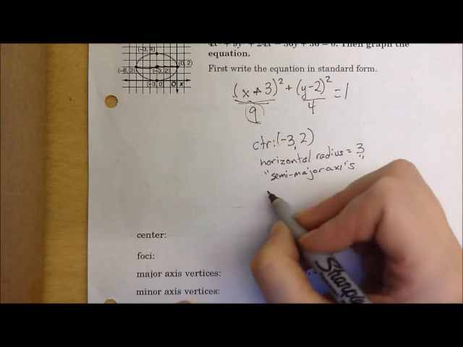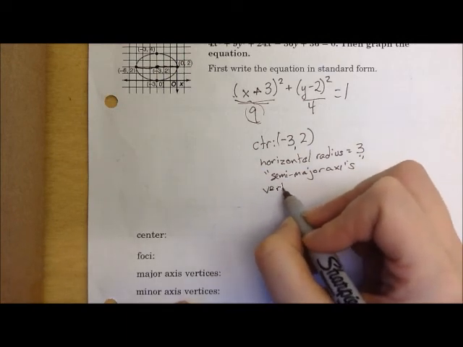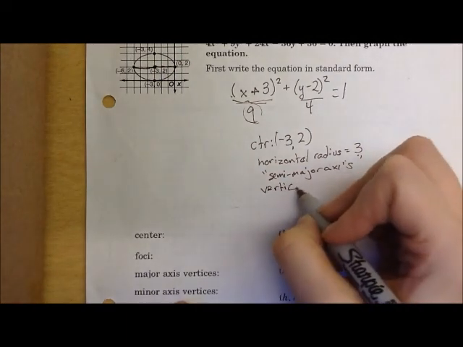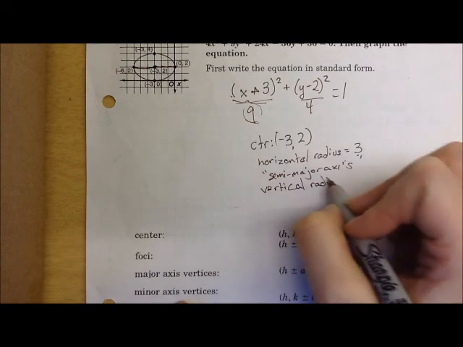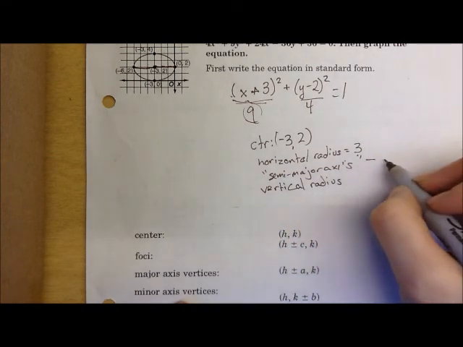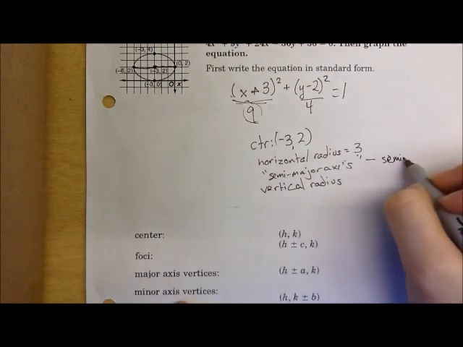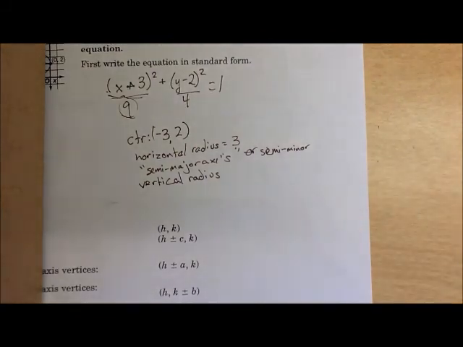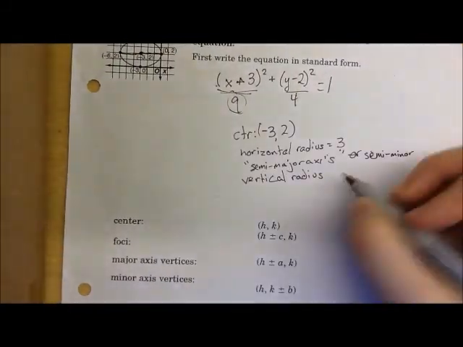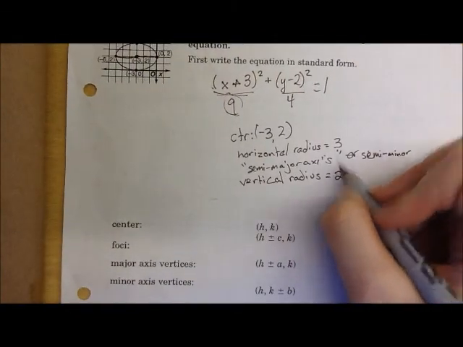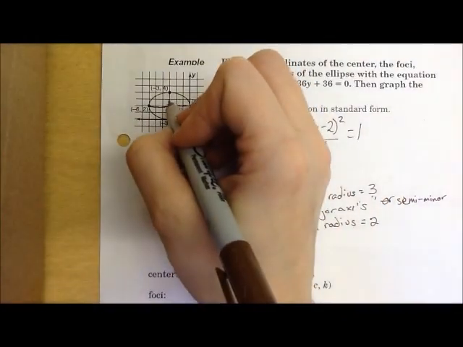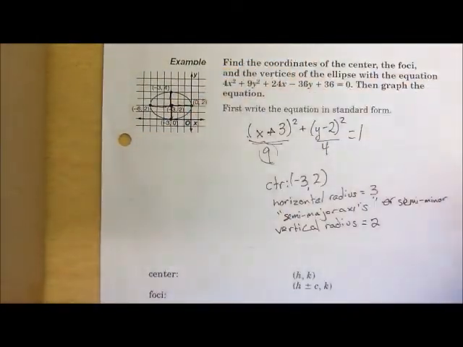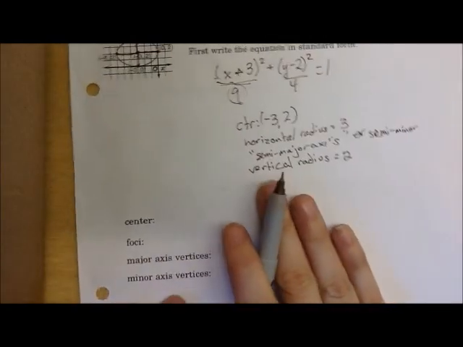The number under the y is the vertical radius. I'm sorry, I just realized. Sometimes it's the semi-major axis, sometimes it's the semi-minor axis. This, again, is something we'll get into later. You don't have to worry about it for today. The vertical radius here will be 2, square root of 4. From the center point, they go up 2 and down 2, and that's it.